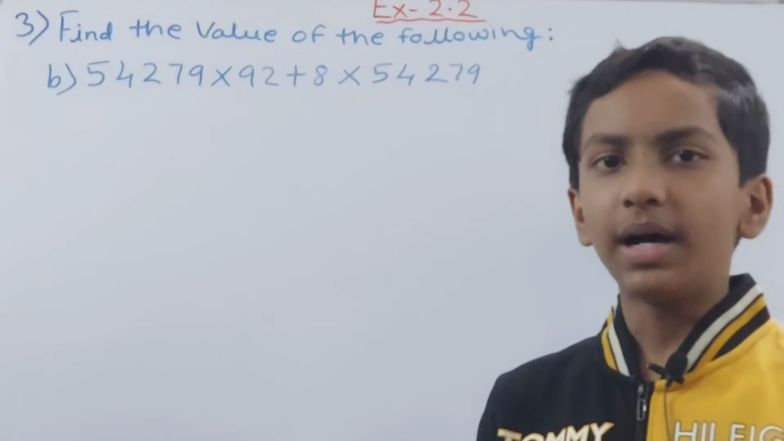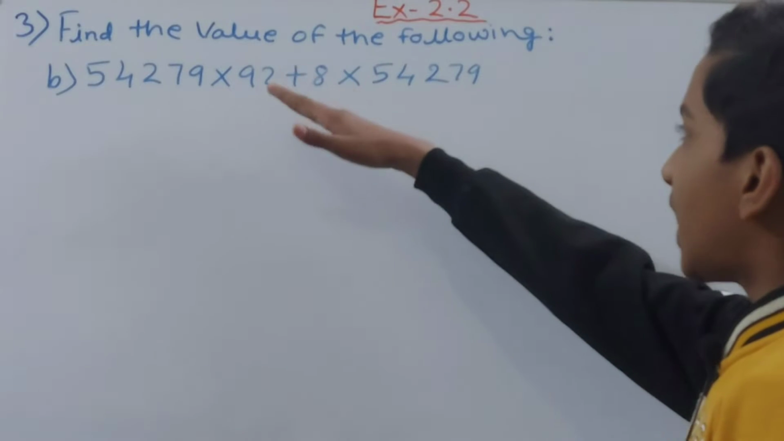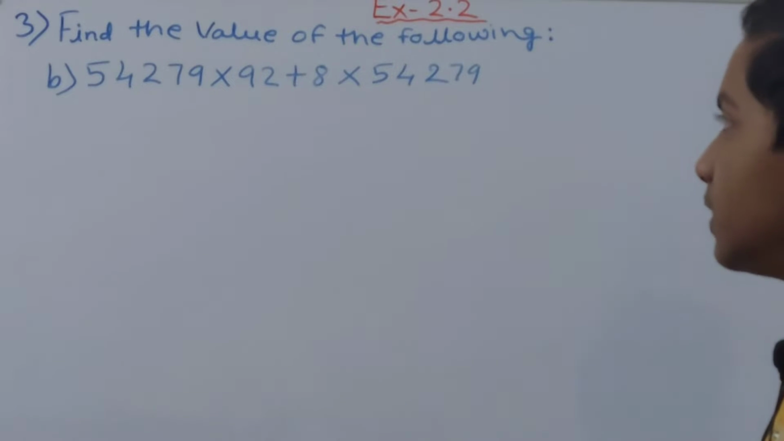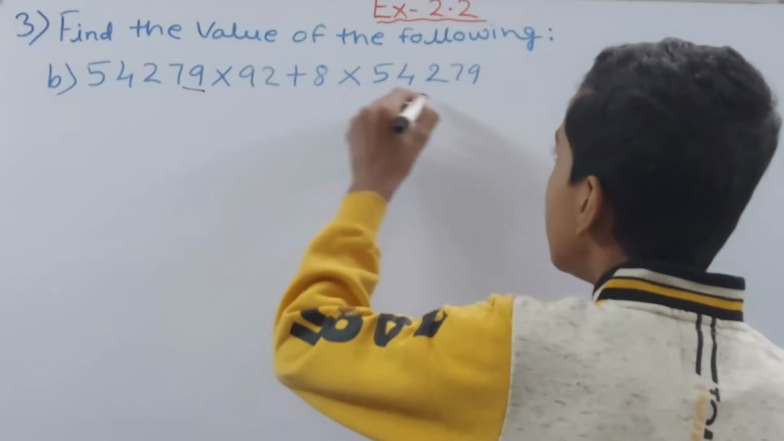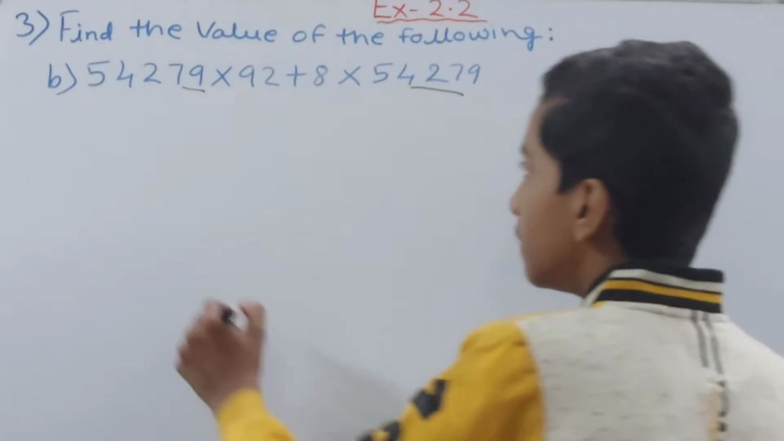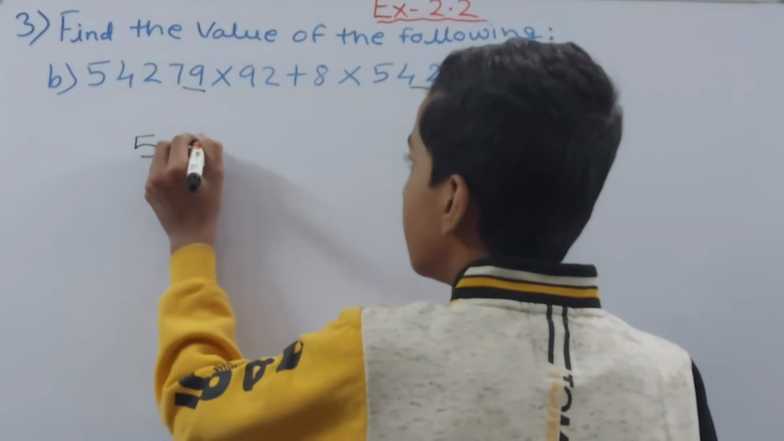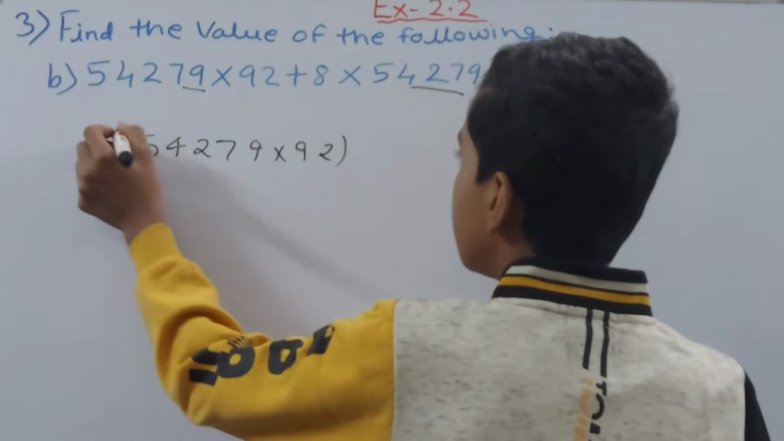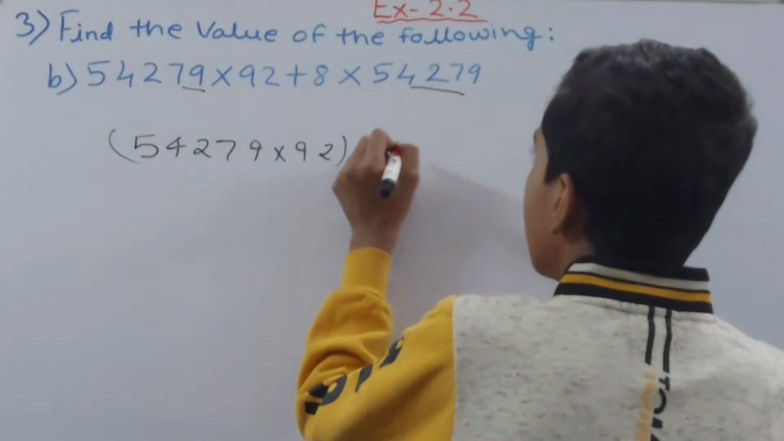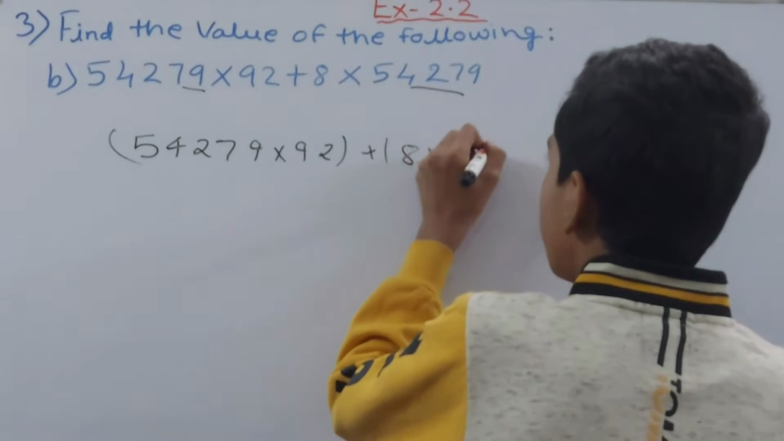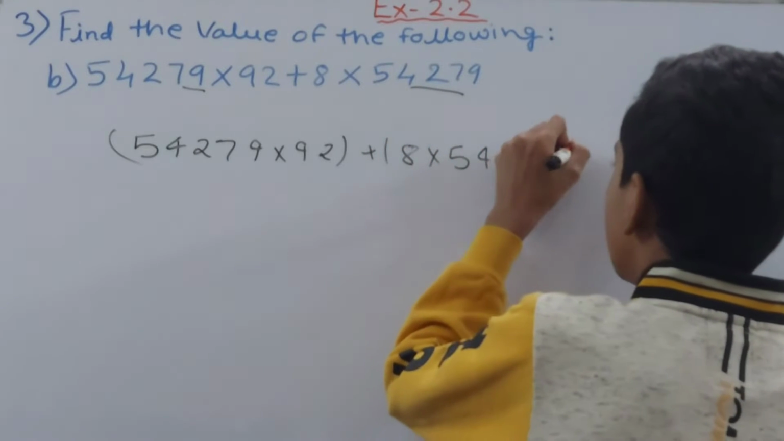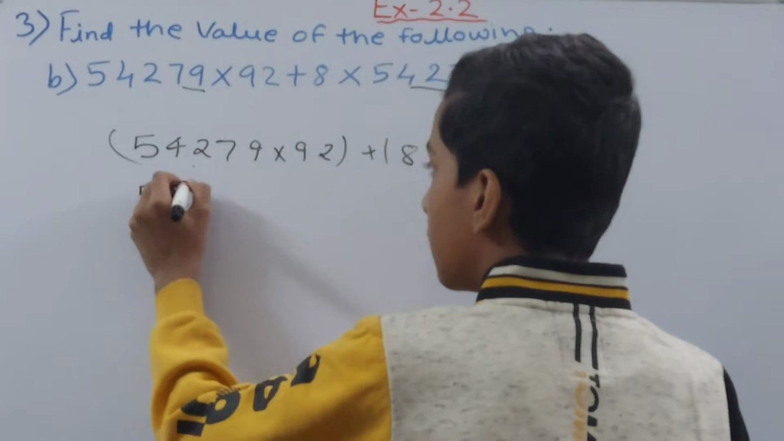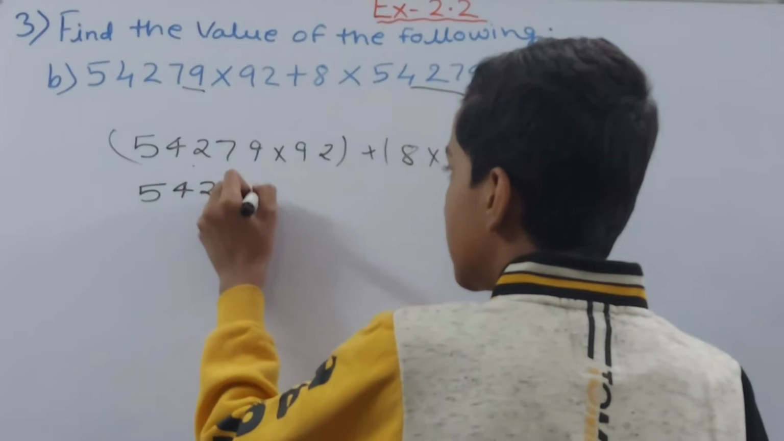Now we will solve the next part. So here it is 54279 into 92 plus 8 into 54279. Now in this also you can see 54279 is given 2 times. So first we will write them in brackets, that is we will group them: 54279 into 92 here, in brackets, and then plus sign 8 into 54279. Now see, if we take this 54279 and this, we can write it as 1 because it is common, right? It is common in this.